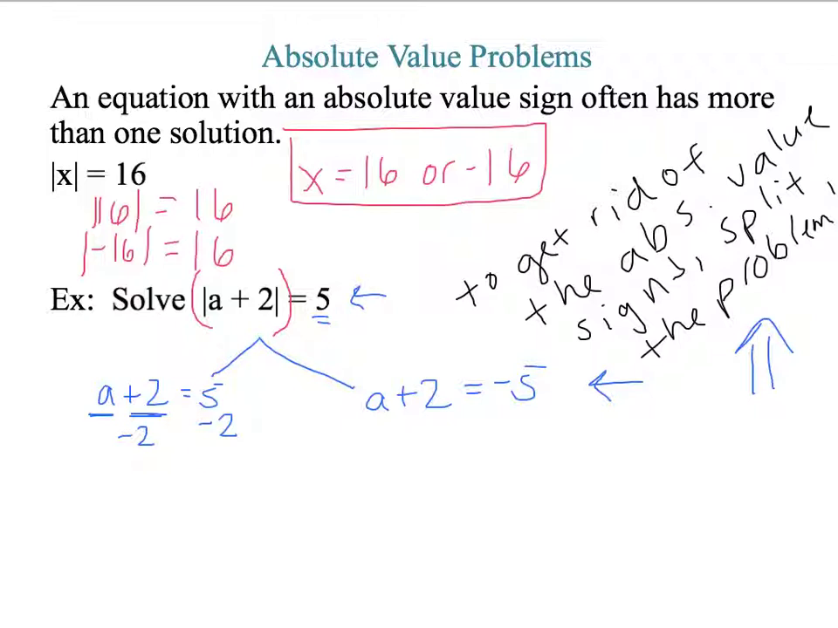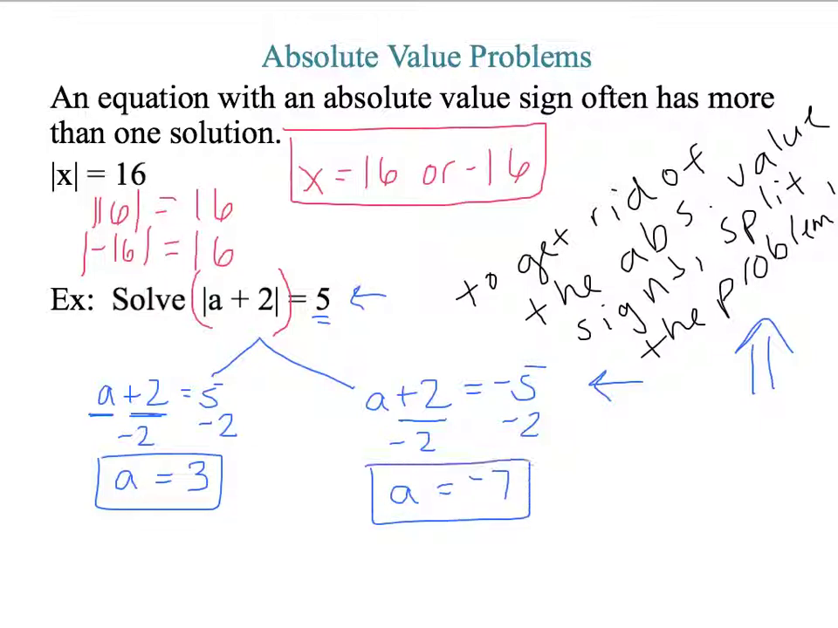And that's what our properties of addition, subtraction, multiplication, division of equality tell us. So we have a plus 2 minus 2, which gives us just a. 5 minus 2 is 3. So that's one of our answers. Now we go to the second part of the equation. We have the same thing over here, a plus 2. To get a by itself, we subtract 2 from both sides to give us just a, because plus 2 minus 2 gives you 0, equals negative 5 minus 2, which will be negative 7. So now your answers are a equals 3 or a equals negative 7.